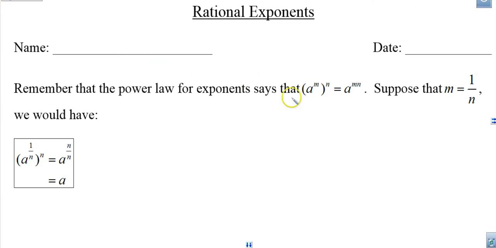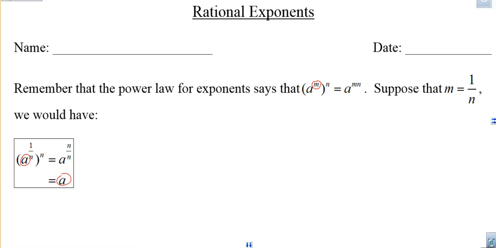Now, remembering the power law for exponents, if we have a to the power of m to the power of n, we multiply the two exponents. So suppose that m is equal to 1 over n. So that's our exponent inside. So the actual exponent on the base of a is 1 over n, and the denominator of that exponent is the same as the exponent on the outside. So 1 over n times n would give us n over n, which is 1. So 1 over n multiplied by n have basically canceled out, and we're just left with the base of a.